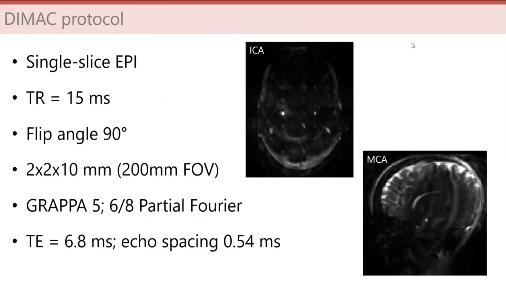Now, just an example of our data. To get this short, we use 15 millisecond EPI, 2 millimeters, so a 100 by 100 matrix, and it has to be quite heavily oversampled. So obviously that affects the data quality, but it still gives some nice signal around the blood vessels we're interested in, in this case the internal carotid and the middle cerebral artery.